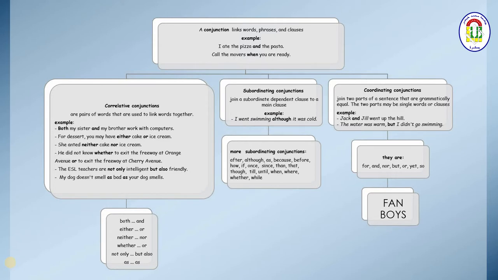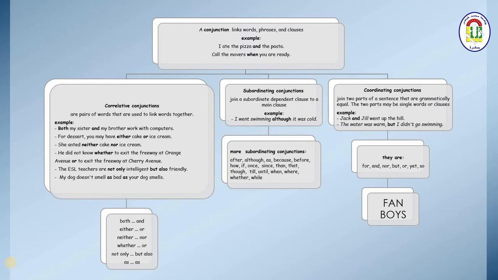It connects between two words of the same class. It connects between two phrases of the same class. It connects between two clauses of the same class. The clause is normally like a small sentence. It's a part of a sentence. It can be main, it can be independent.